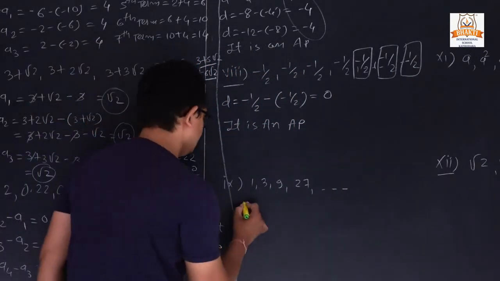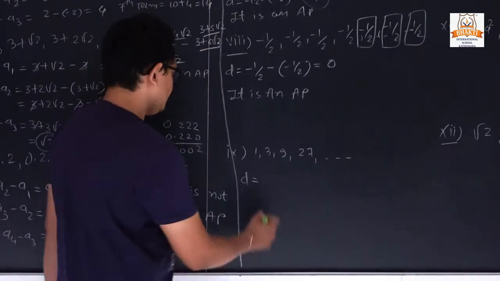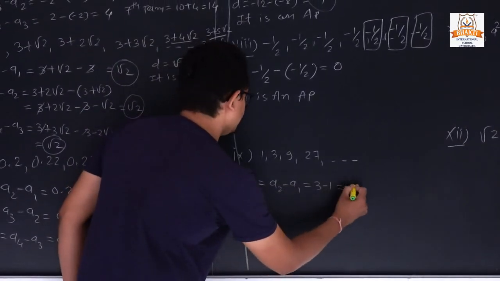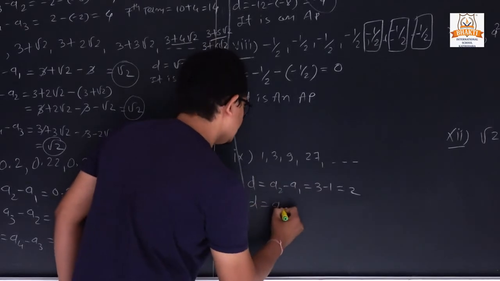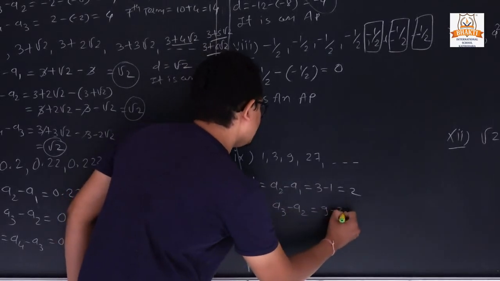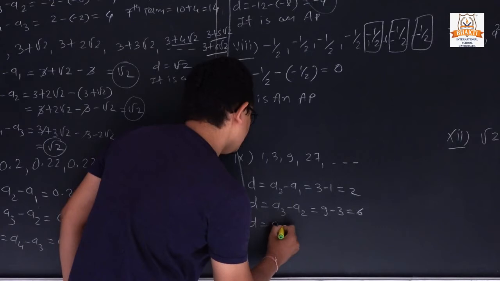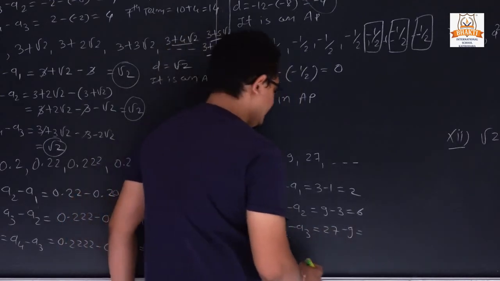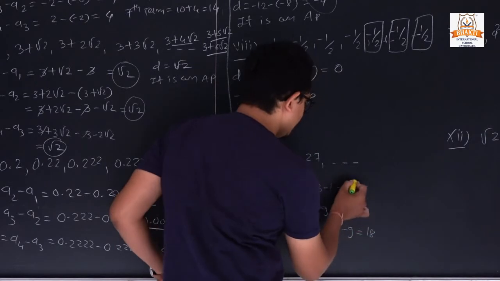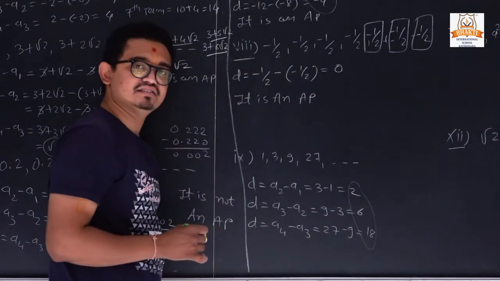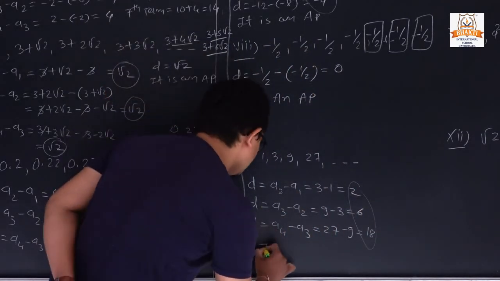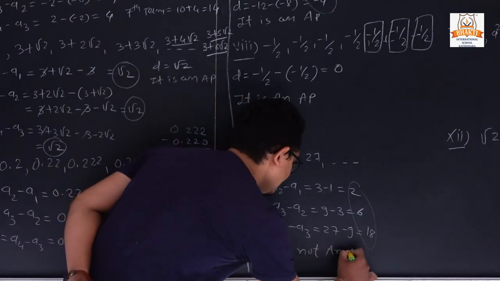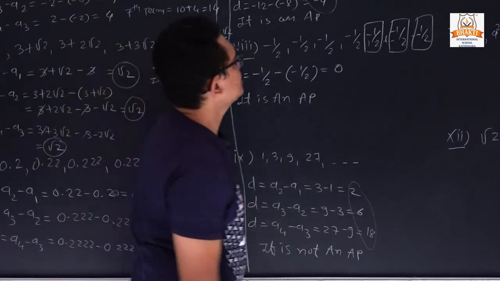Now next, D. Second minus first, 3 minus 1, 2. Once again third minus second, 9 minus 3, 6. Fourth minus third, 27 minus 9, so it is 18. Each time we get a different difference. Clear? So it means it is not an arithmetic progression.